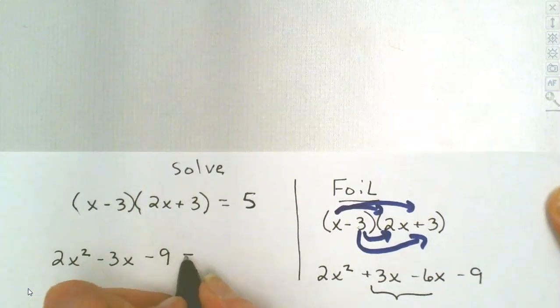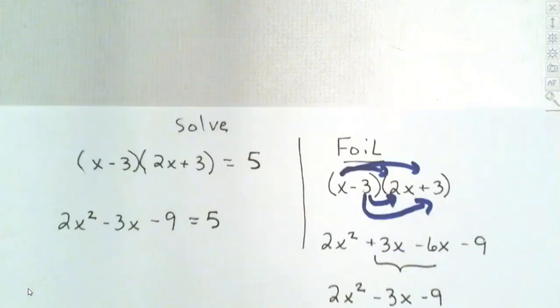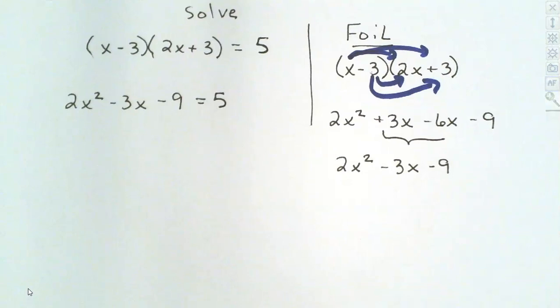And that still equals now 5. So what did we do first? We got rid of our parentheses. Remember, parentheses is the first thing we need to do. So we got rid of the parentheses by using the FOIL method. Okay, now all the parentheses are gone.